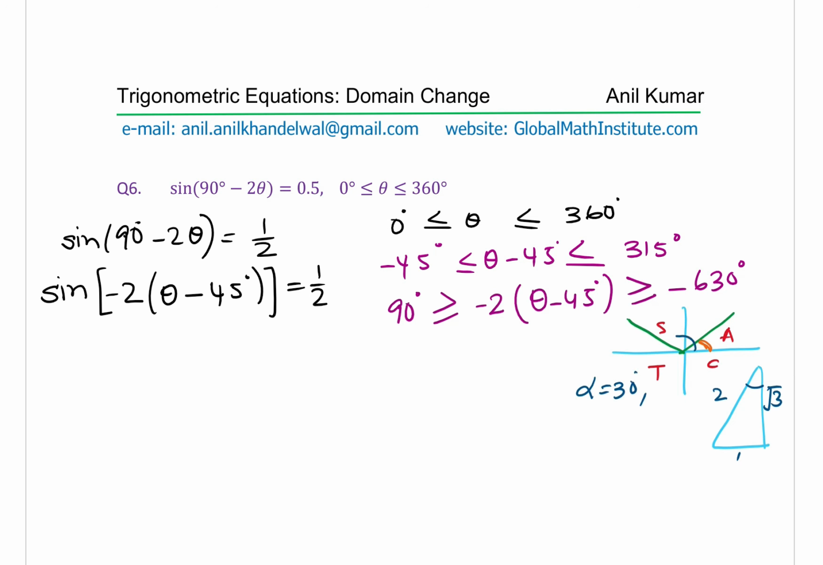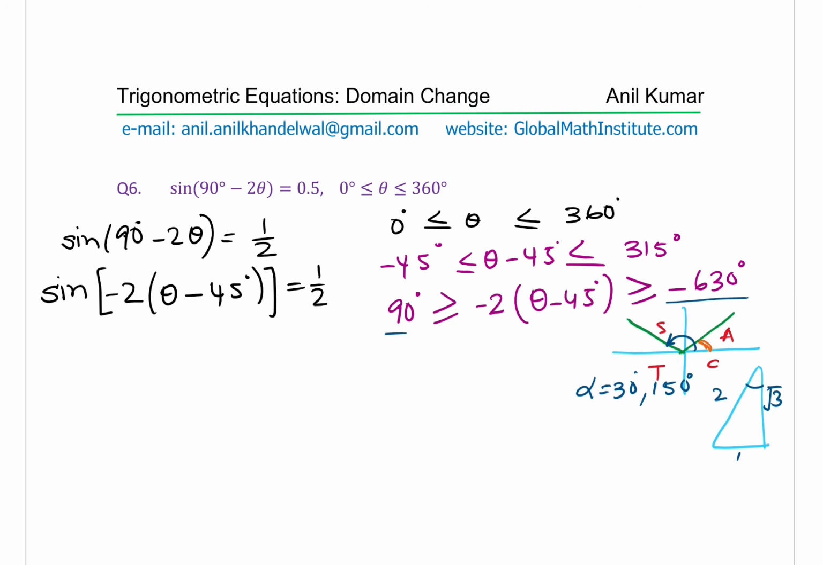So the other principal angle is 150 degrees. However, we're looking from 90 to minus 630. 90 is the upper end, right? So 30 and 150 will work for us, no problems.